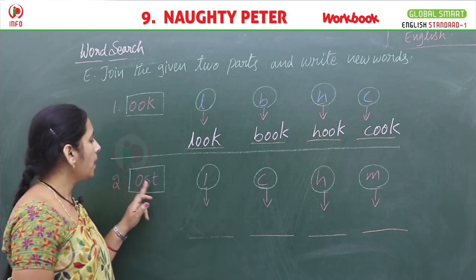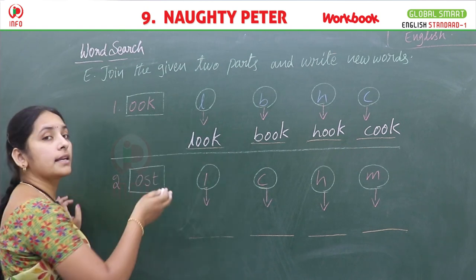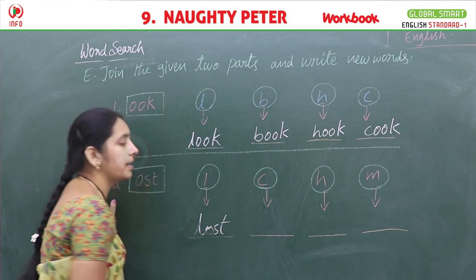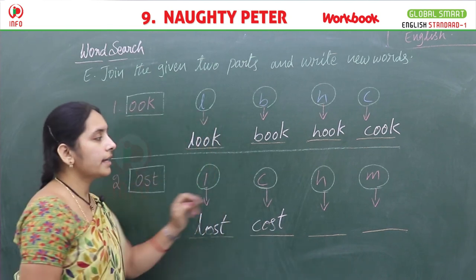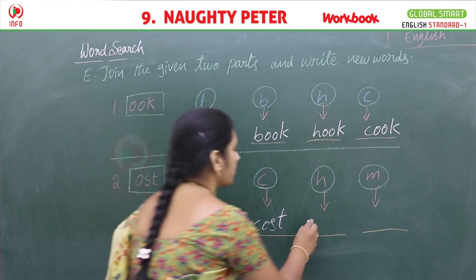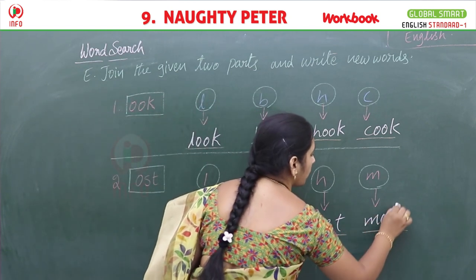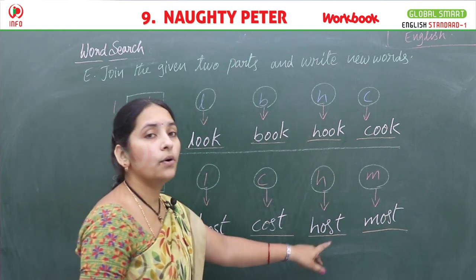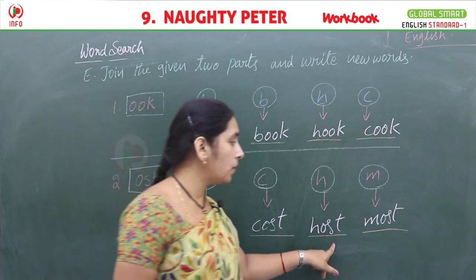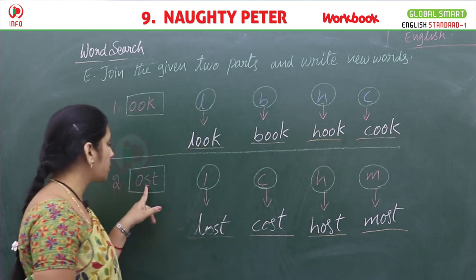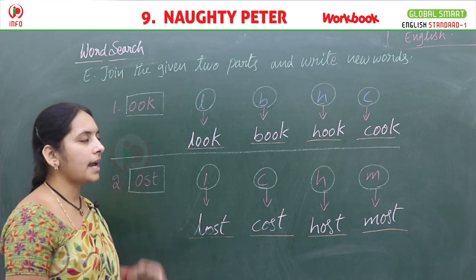Now you tell me this one. OST. Here they have given L, C, H, M. Same like this: L-O-S-T, lost. Next, C-O-S-T, cost, very good. Next one, H-O-S-T, host, good. Next one, M-O-S-T, most. So what are the new words? Lost, cost, host, most. Look, book, hook, and cook. By adding the letter to this, we are getting new words. This method of learning words is one more interesting one. So write and learn this.